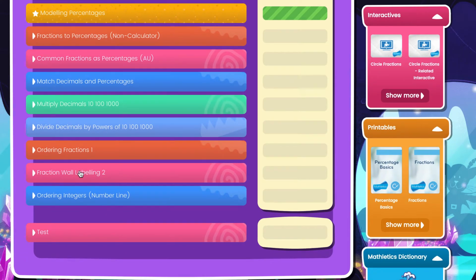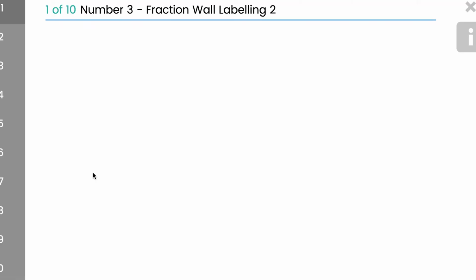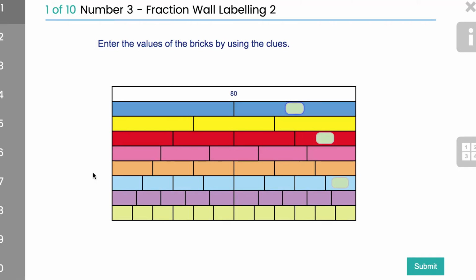In fraction wall labelling 2, when you initially look at this activity, you might think it's quite tricky. It's actually very straightforward. It gives you a fractions wall which is blank, and you have to work out some missing numbers just from the clues. First of all, this one gives you the clue that this white bar is 80.